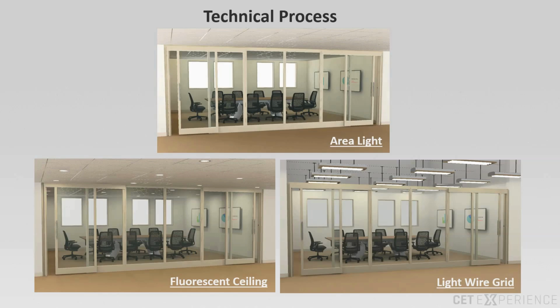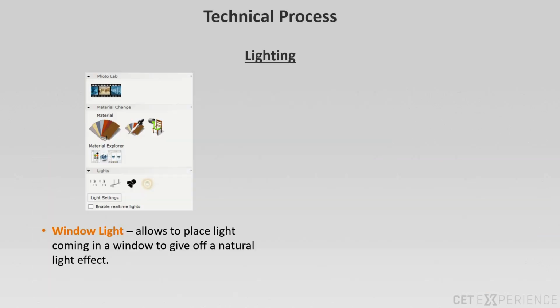Then placing ceiling lights really depends on the area you would like to show. For conference rooms like this with visible ceiling in the rendering, we definitely recommend the fluorescent ceiling. If you're rendering a bigger area, most likely the light wire grid would work. Meanwhile, if your rendering doesn't show the ceiling and you just want an added lighting effect, the area light would be a quicker option. Next is window lights.